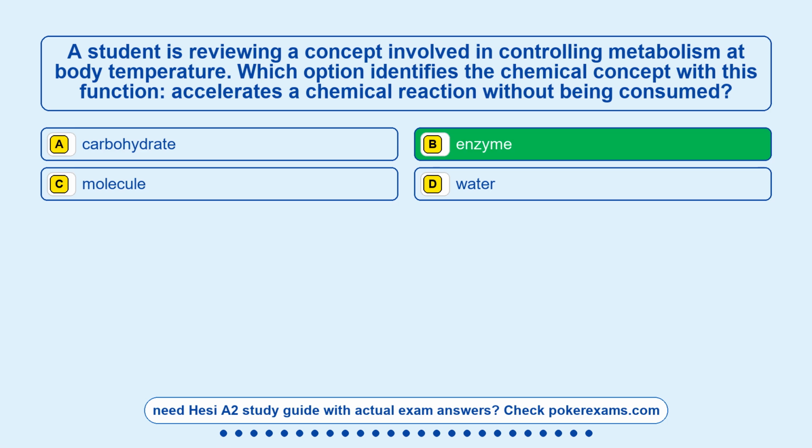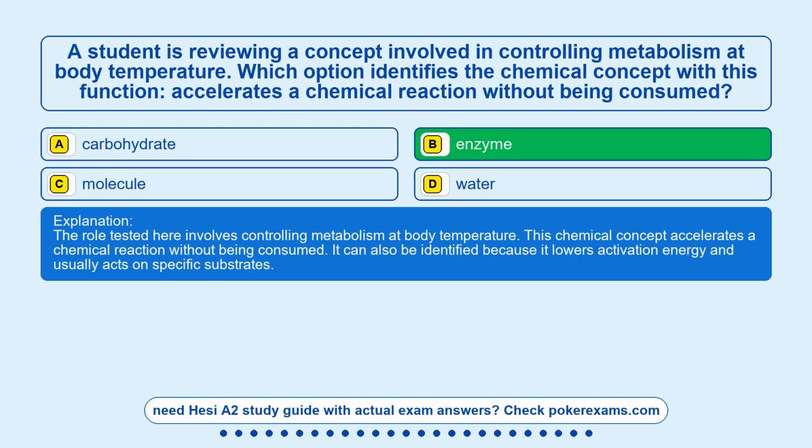The correct answer is option B, enzyme. The role tested here involves controlling metabolism at body temperature. This chemical concept accelerates a chemical reaction without being consumed. It can also be identified because it lowers activation energy and usually acts on specific substrates.